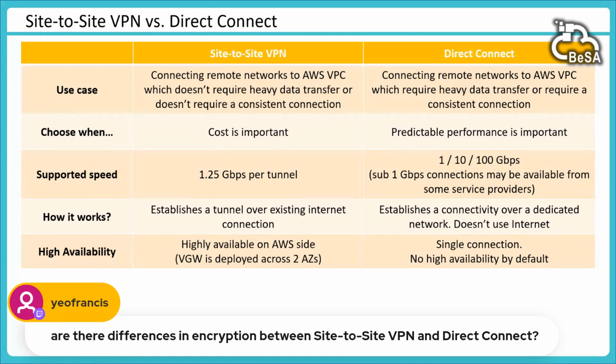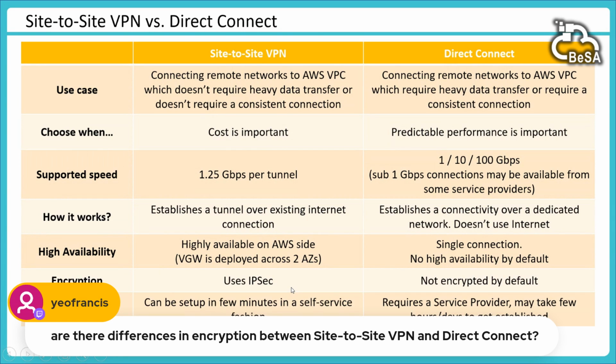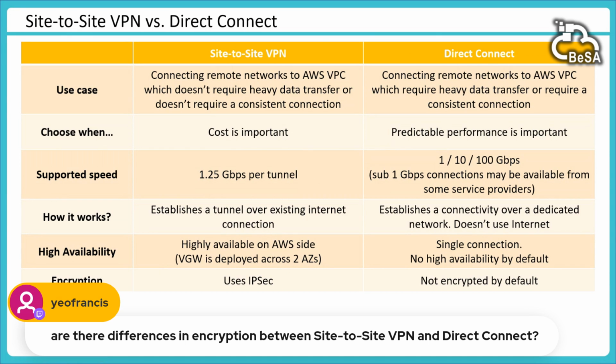Question is, what are the differences in encryption between site-to-site VPN and Direct Connect? Good question. Anyone wants to answer that? I would obviously answer, but I want to know if somebody has some idea on encryption between site to site and Direct Connect. That is my next point here. Site to site VPNs are encrypted by default. They use IPsec. They will always be encrypted. IPsec would be used in this case.